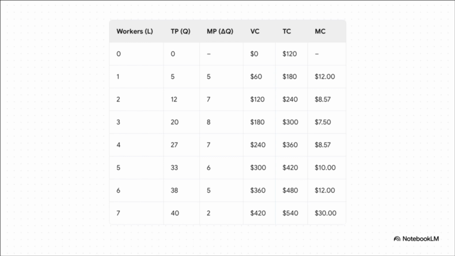Now, watch what happens. We hire a second and third worker. Their marginal product actually goes up to 7 and then 8. Why? Because they're specializing. As their MP rises, look over at the MC column. It's falling from 12 down to 8.57, all the way to a low of 7.50.